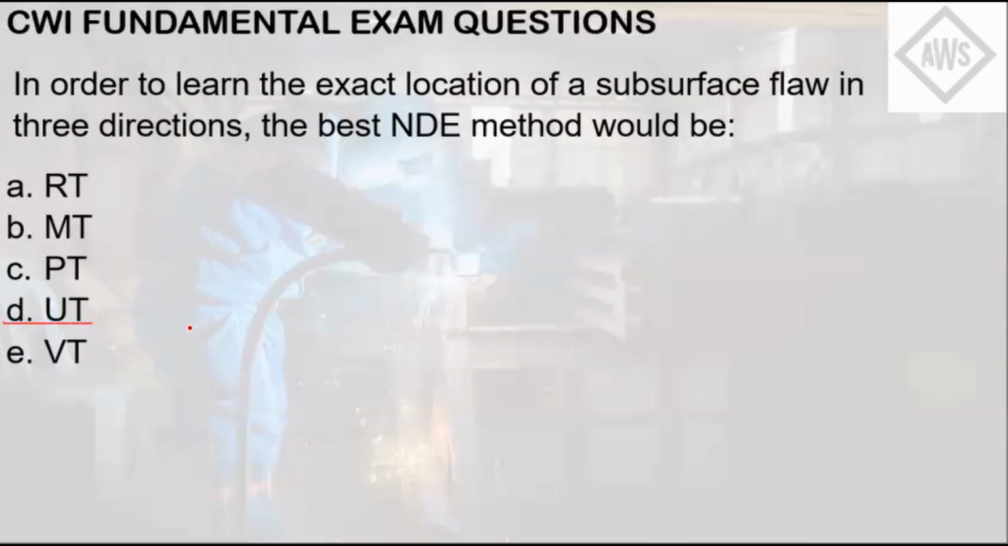This is why sometimes RT can be limited in detecting planar flaws which occur in three directions, and also may be limited in detecting flaws on thicker metals, whereas UT can do the job. So for example, if you're looking for subsurface flaws on a thicker metal, RT may not be able to do the job, and UT is the most appropriate NDE method to do just that. So the answer here is letter D.